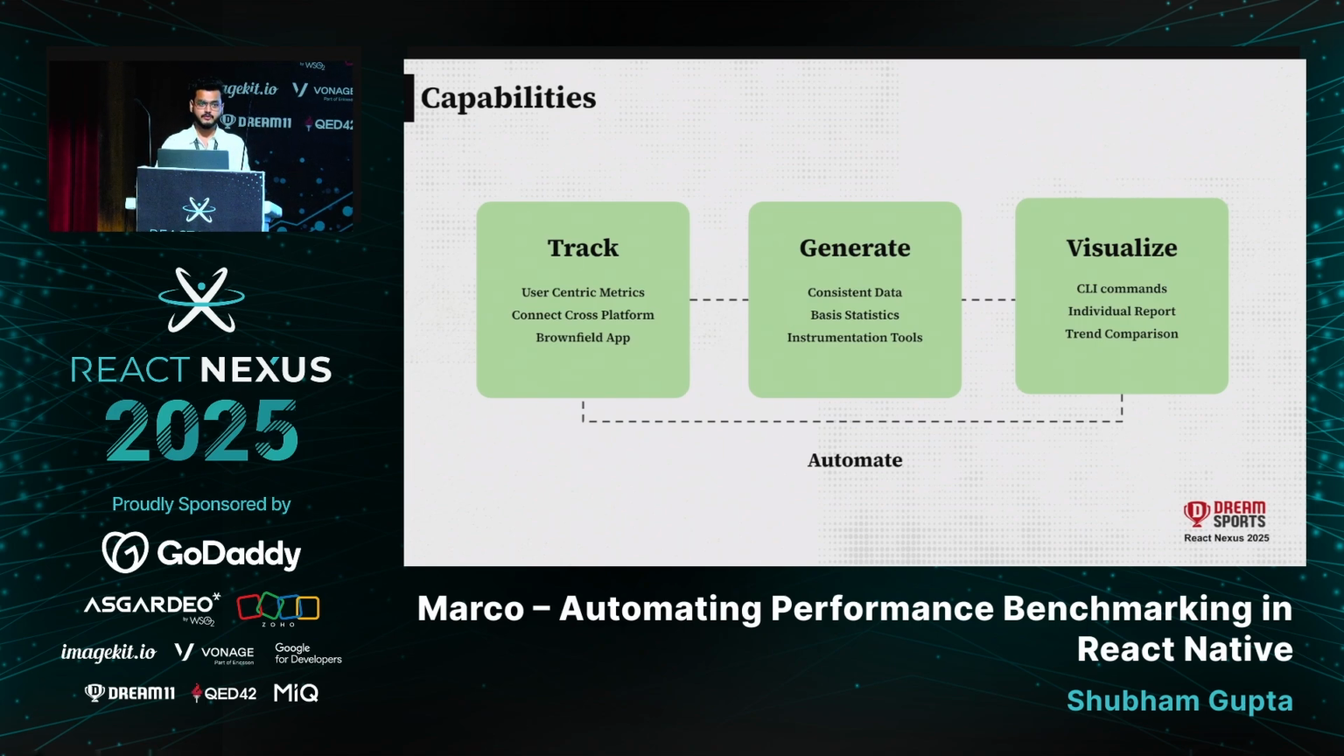Second is generate. Marco also provides you a way to generate consistent data and some basic statistics like mean, standard deviation, and error rate that help you decide whether your data is correct or not. It also works out of the box with multiple instrumentation tools like Maestro and Detox and many more. Third is visualization. It provides you a set of CLI commands, with the help of which you can better visualize those reports. And the best part is all these tools are very easy to automate.